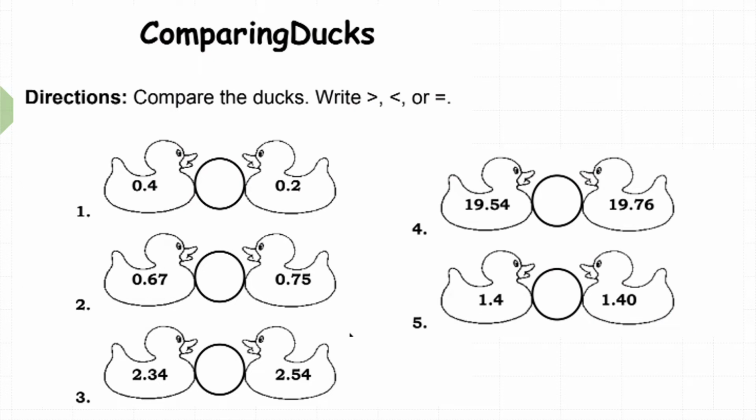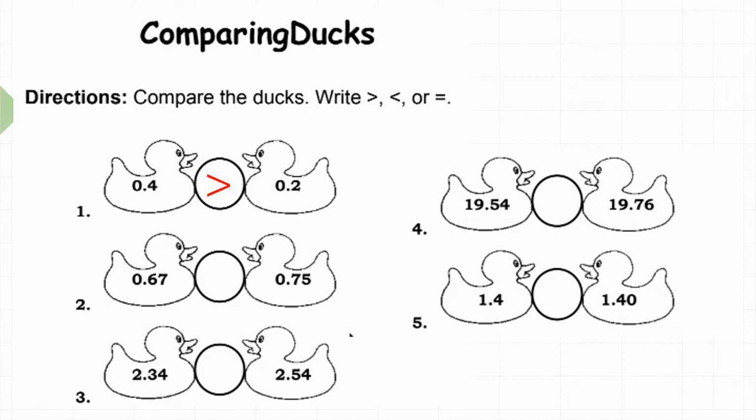Okay, let us compare. Compare by writing greater than, less than, or equal. So we have number 1: 4 tens and 2 tens. What is the appropriate symbol in number 1? Correct. It's greater than. Okay, let's proceed to the second one.